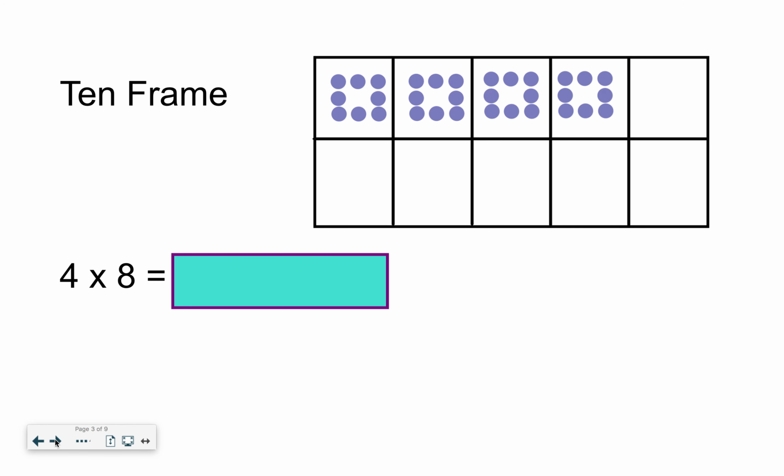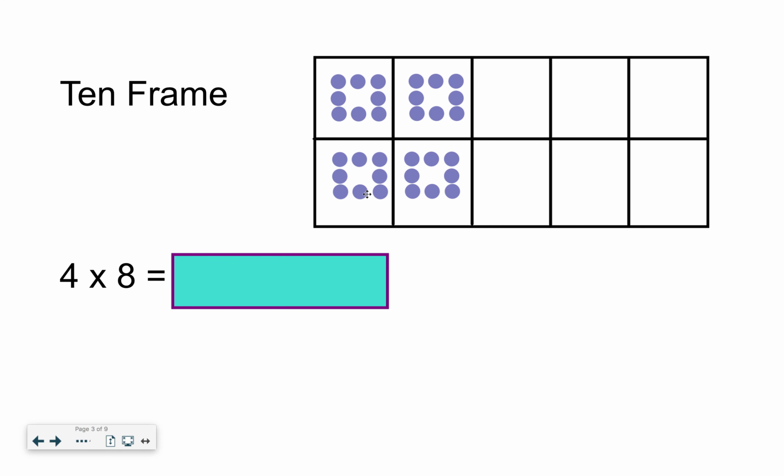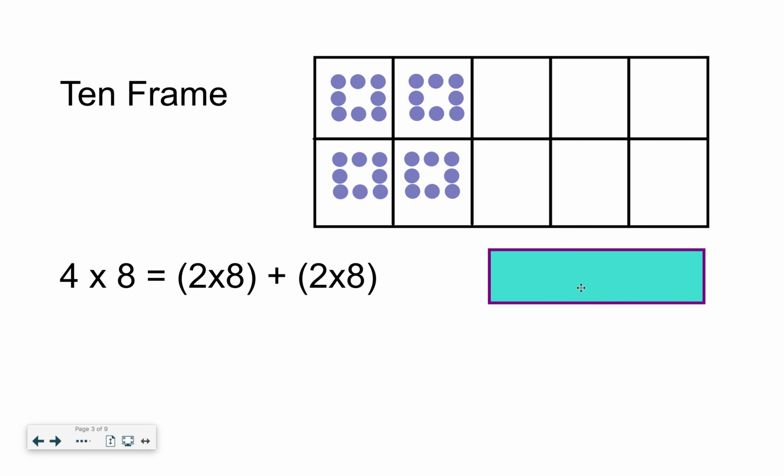So 4 times 6 is 24. In this model, I can see 4 groups of 8. So again, I could count by 8s, but a more efficient strategy is to think of this as doubles. So here I see I have 2 pairs of doubles. So instead, I'm going to think of this as 2 times 8 plus 2 times 8, which is 16 plus 16, which gives me the total of 32. 4 times 8 is 32.